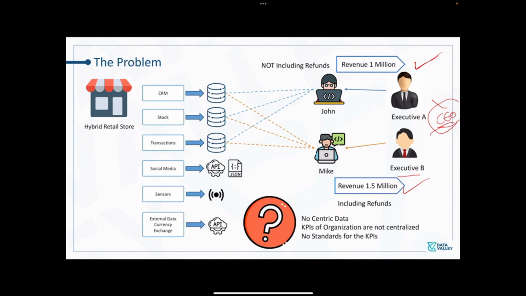So the problem actually is that we don't have centric data. We don't have a central place where all our KPIs or all our data is confirmed and correctly calculated based on our organization standard. So we don't have centric data. Our KPI calculation or our KPI data is not organized and not centralized. We don't have standards for our KPIs. So this is the real problem in this situation.